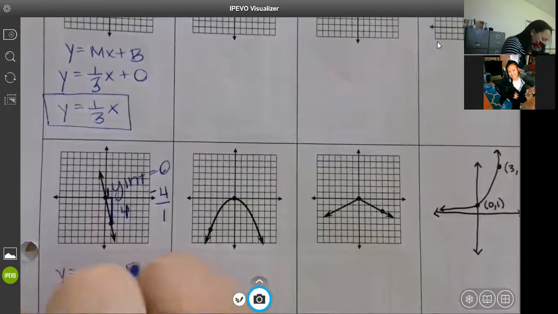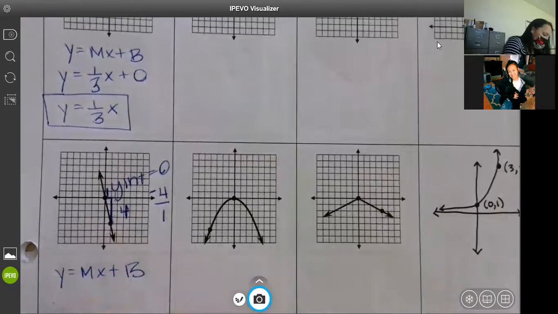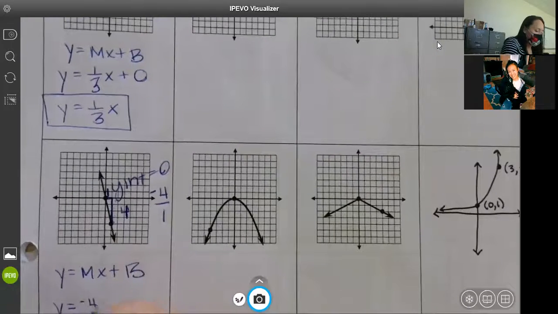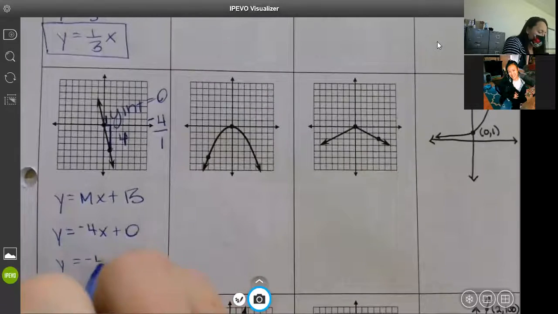So remember, y equals mx plus b. Y equals negative 4 over 1, which is negative 4x. And then we can put the plus 0, but again, you don't have to have it. Sorry, y'all. You can just have negative 4x.